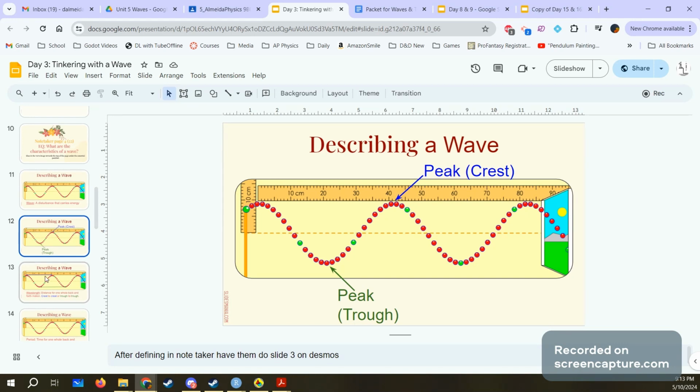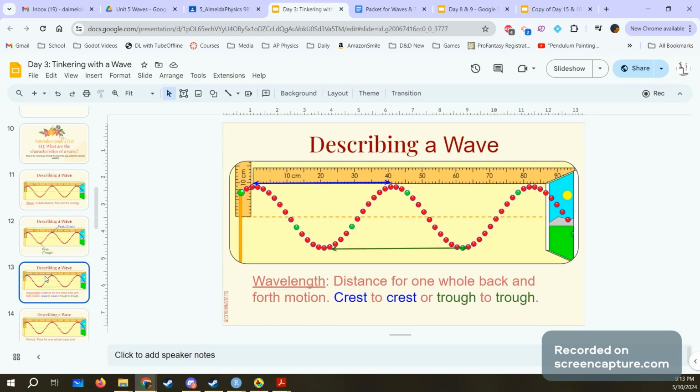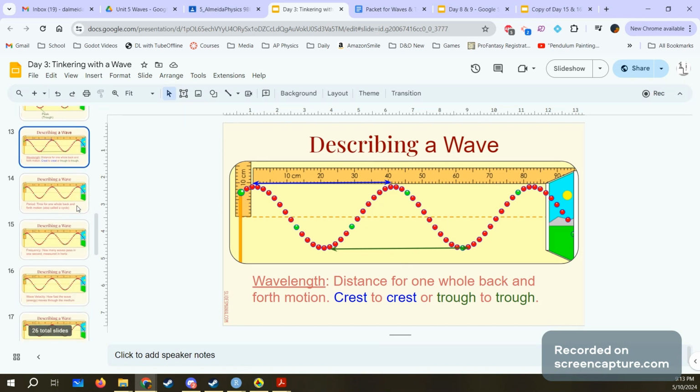So the next one, for example, wavelength, is measured from peak to peak. That could be from crest to crest, or it could be measured from trough to trough. And that would be the wavelength of a wave. Again, we've got the blue arrow and the green arrow showing what that looks like. Either way, you're going to get the same numerical value.